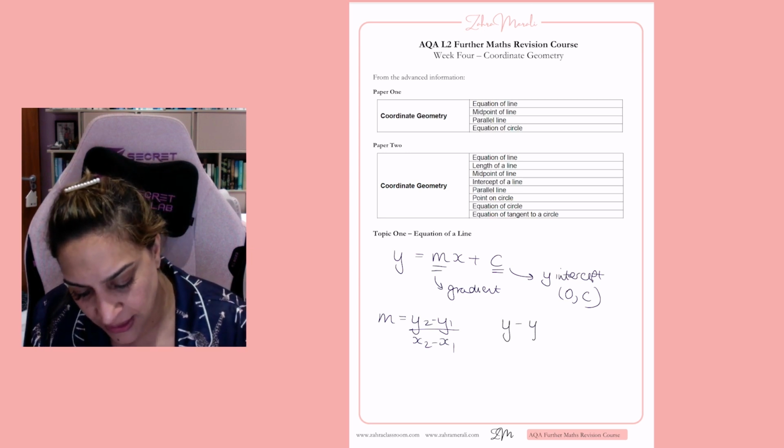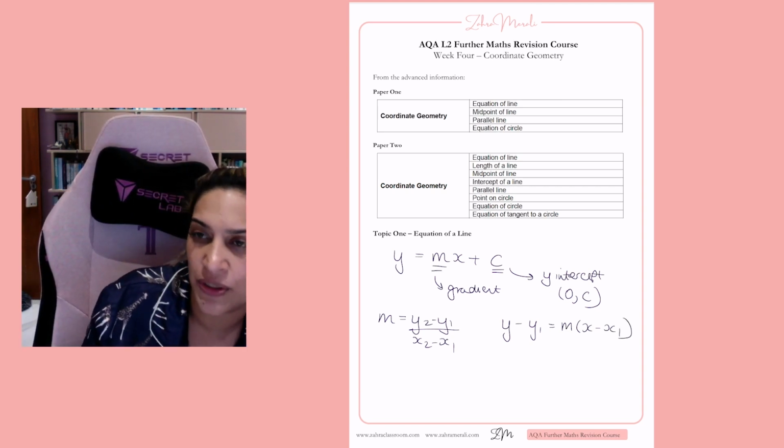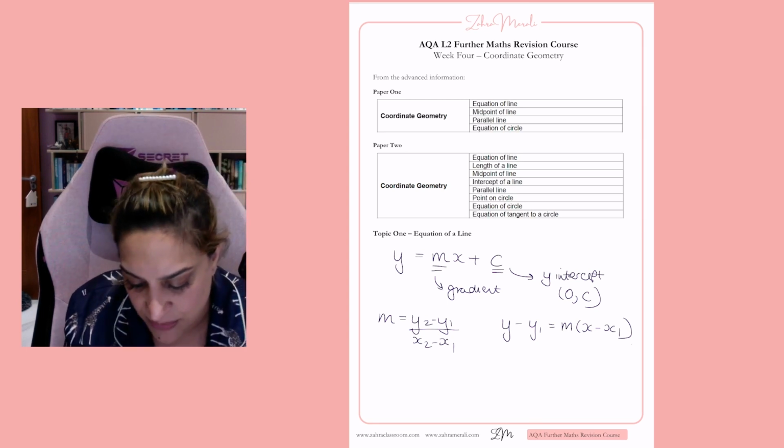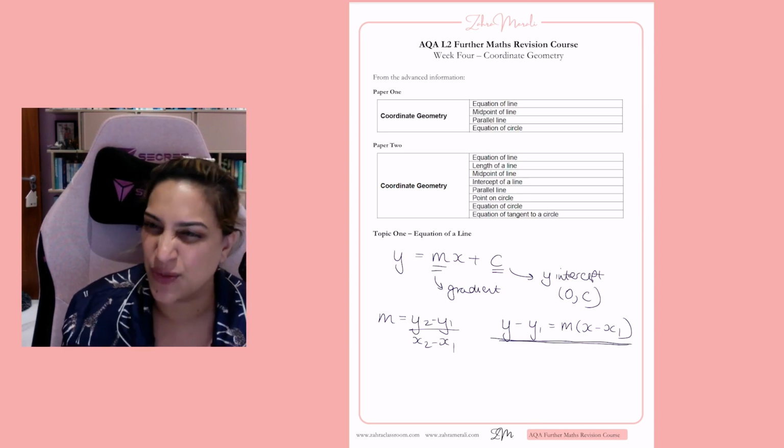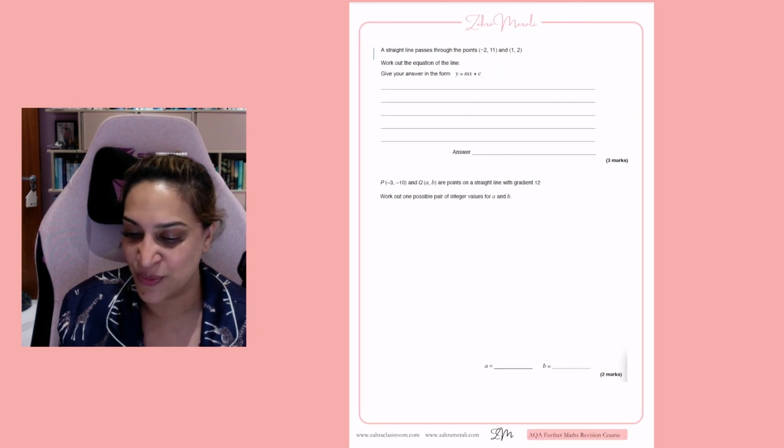And an equation of a line, we learn a new way to write it. You can always substitute your gradient and your points in and find your plus c, but this just makes it easier. So in further maths, we find this easy way to find an equation of a line. Right, let's look at some questions.